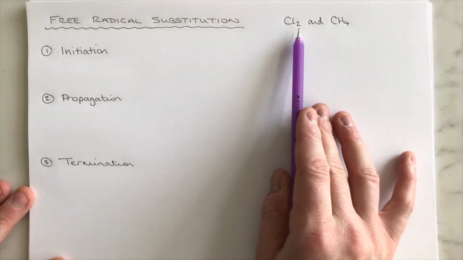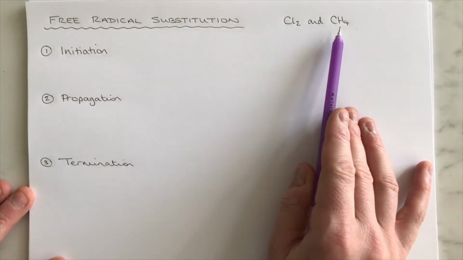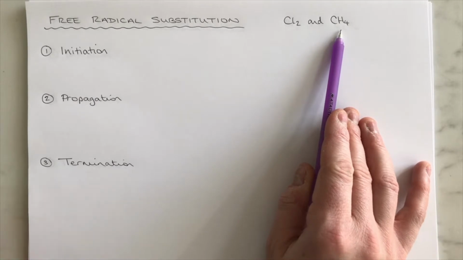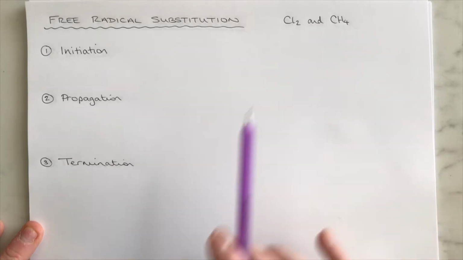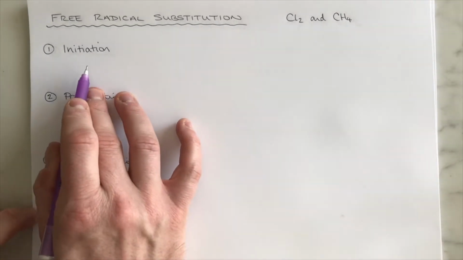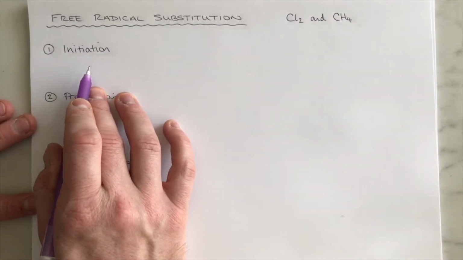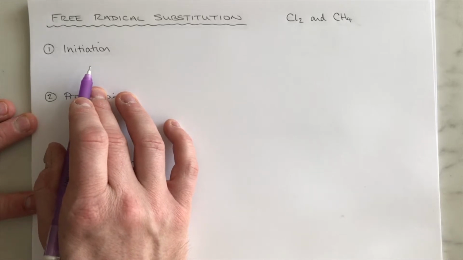Okay, so I'm going to do the free radical substitution reaction between chlorine and methane. You always have to have a halogen, you always have to have an alkane. So in this example, chlorine and methane is what I'm using. Now, the initiation step is defined as the step which produces the radical.